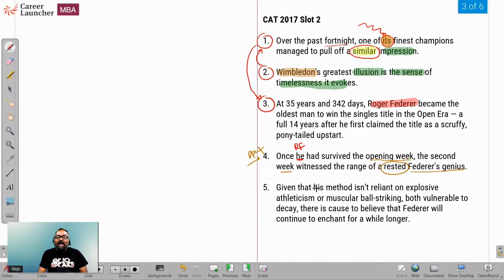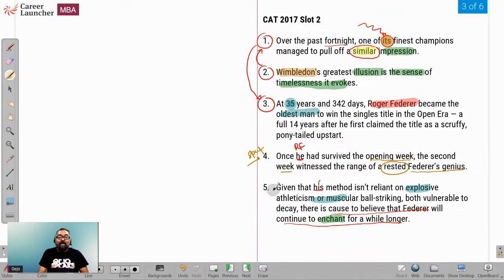And given that his method isn't reliant on explosive athleticism and muscular ball striking, both vulnerable to decay, there is cause to believe that Federer will continue to enchant for a while longer. Enchant, nice. That is the repetition of that thought and idea that he creates an illusion, an impression. So he's 35, the oldest man to do it, and he continues to do that.